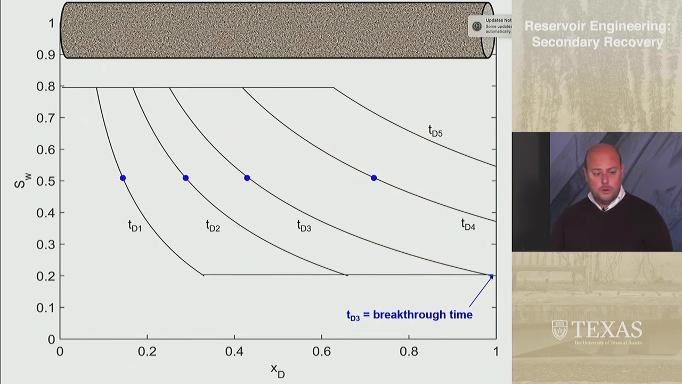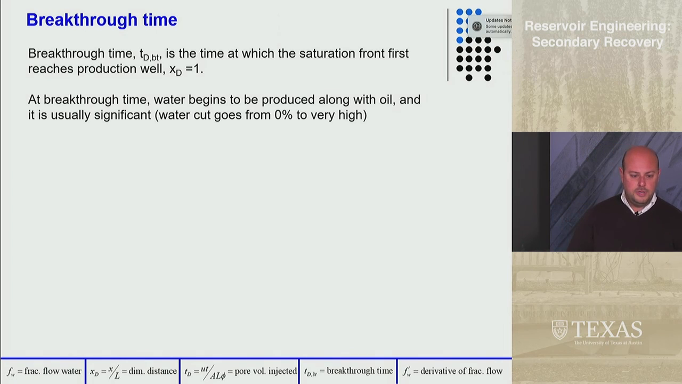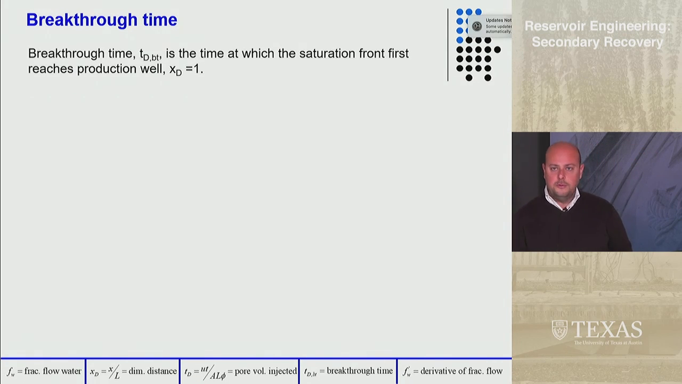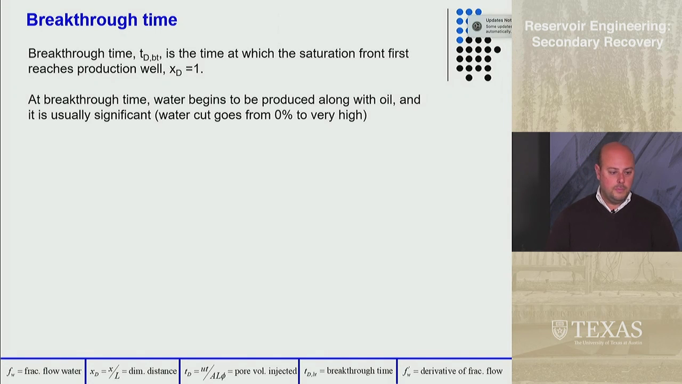So as I mentioned before, these saturations are moving. Once a water saturation that's greater than the initial water saturation reaches the producer well, we call that the breakthrough time. So let's talk about the breakthrough time. We did that a little bit over there. So the breakthrough time is the time at which the saturation front first reaches the producer well. Okay, and the producer well occurs at XD is equal to 1.